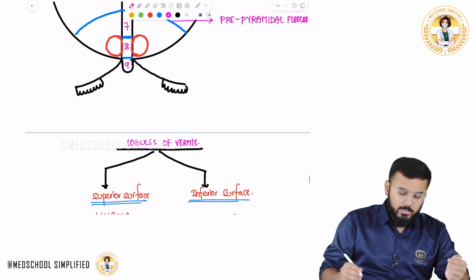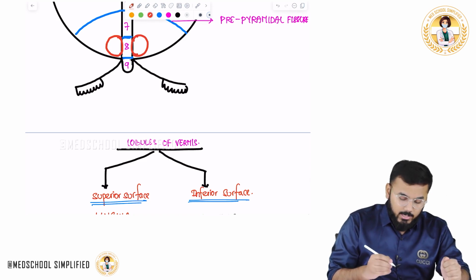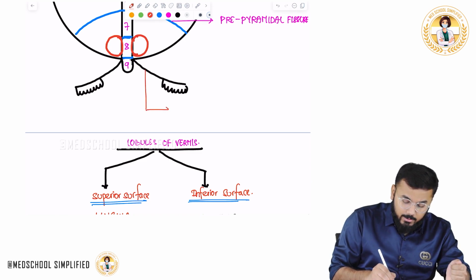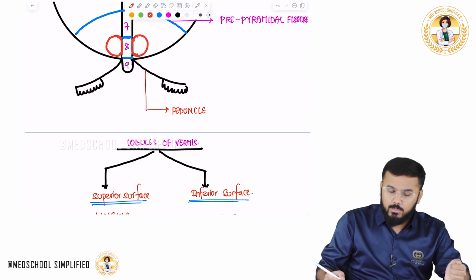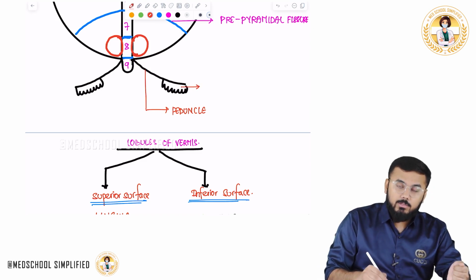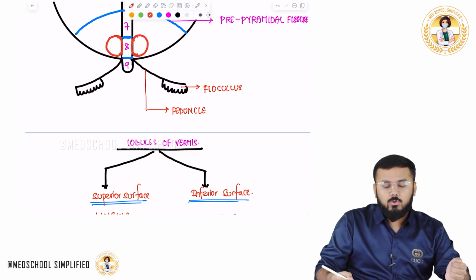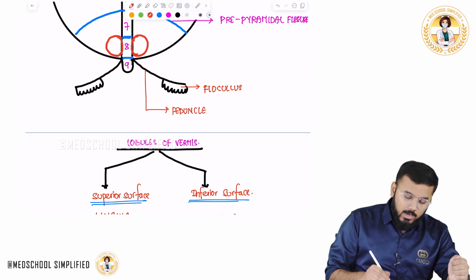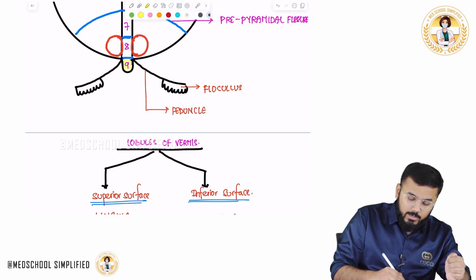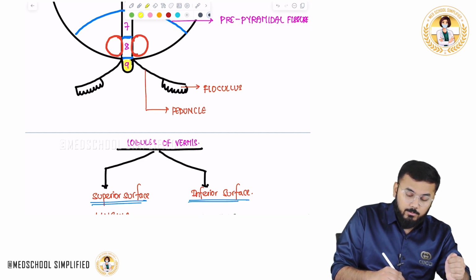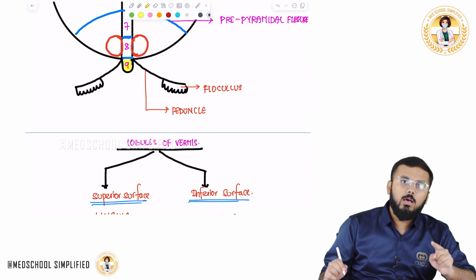Next is one of the very important things you have to keep in your mind. This part which I am highlighting right now is called the peduncle. And this part over here is called the flocculus. Now, flocculus, peduncle, and this ninth lobule over here, together you call the flocculonodular lobe.